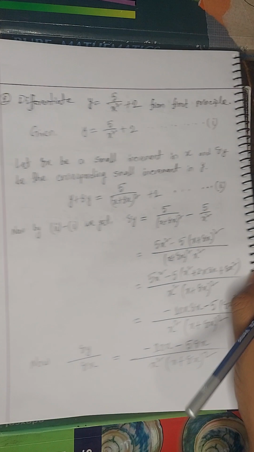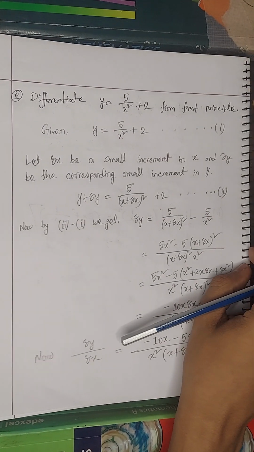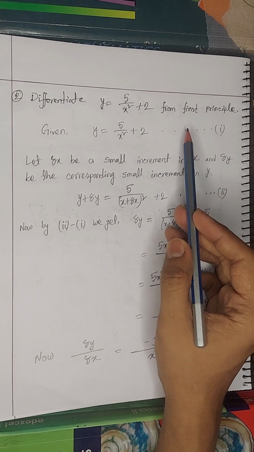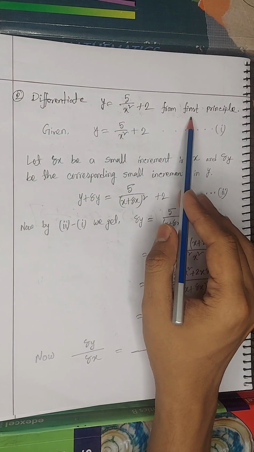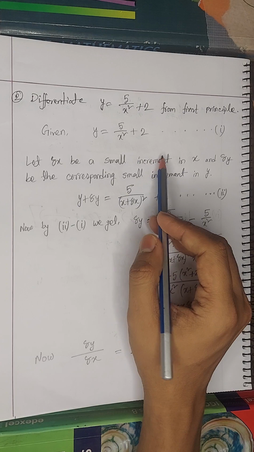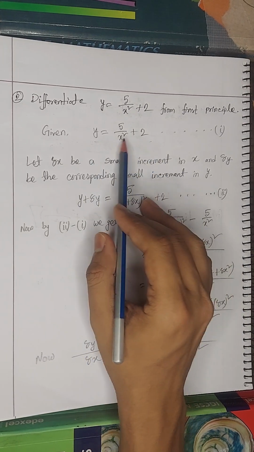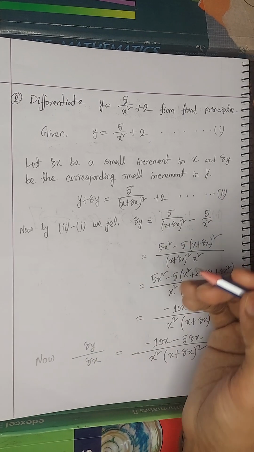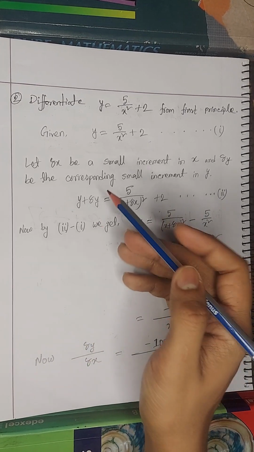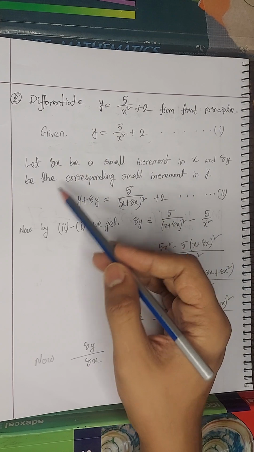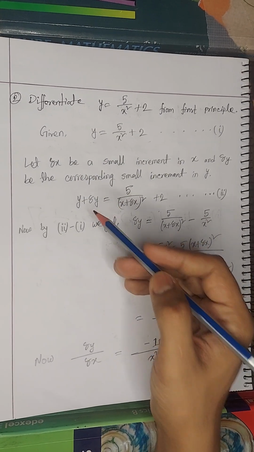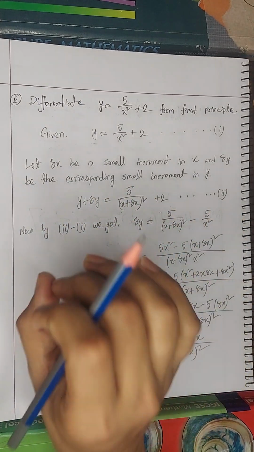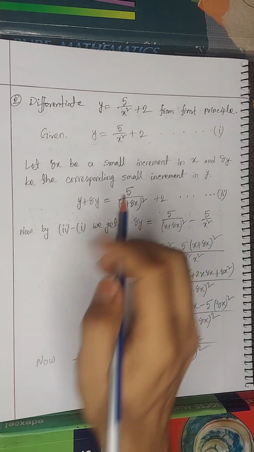Now I'm going to show some problems from differentiation and gradient. Here we have to differentiate this function according to the first principle. The given function is y is equal to 5 by x square plus 2. According to first principle, we have to take a small increment of x and also a small increment of y. We have to take small increments of both coordinates, right?